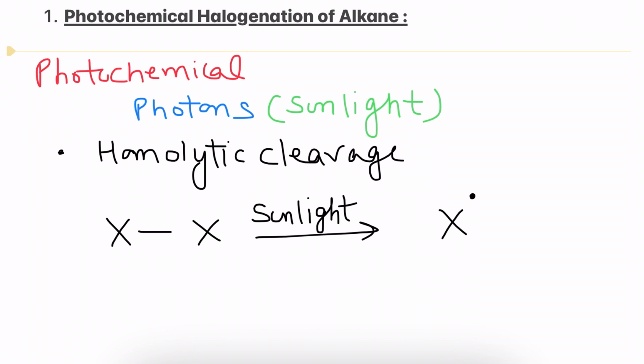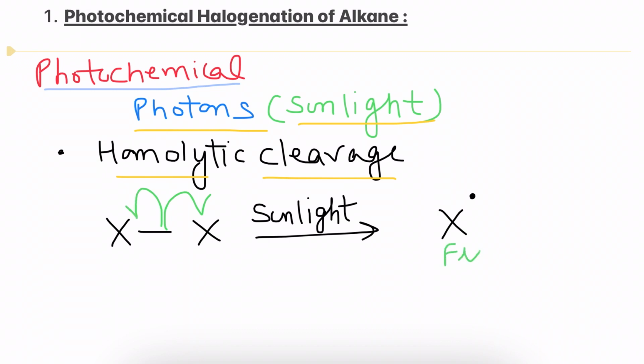By the term photochemical, we mean a chemical reaction which is taking place in the presence of photons. A photon is basically a bundle of light energy. So a chemical reaction in the presence of sunlight is known as a photochemical reaction. In this reaction, homolytic cleavage of a covalent bond takes place, which results in the formation of a free radical as a reaction intermediate.